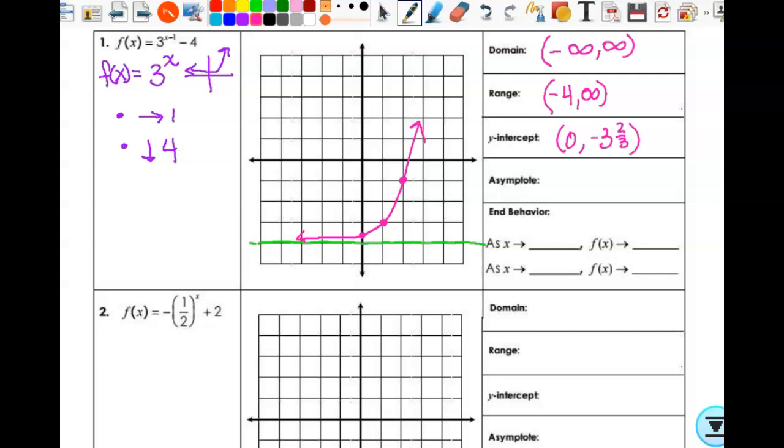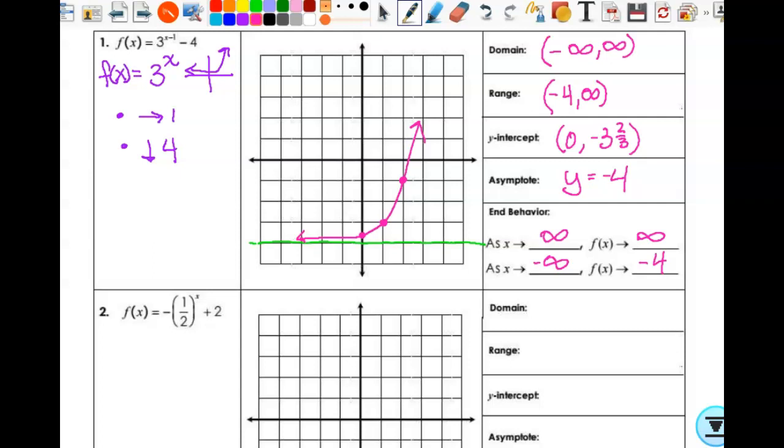My asymptote, is it an x equals or y equals? Y. So it's y equals -4. As x approaches infinity, f of x approaches infinity. As x approaches -infinity, f of x approaches -4. Good. All right. What questions you got? Anything? All right, flip it over.